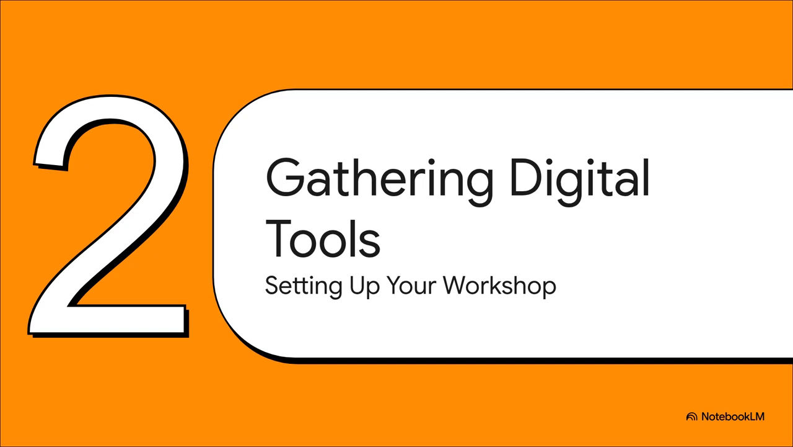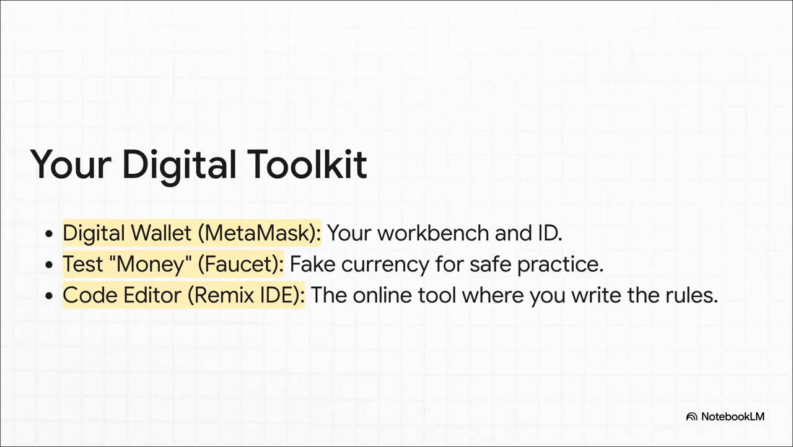All right, so we've got the blueprint. Now, just like any project, we need to set up our workshop and get our tools ready. And the great news is, all of these tools are digital, and they're mostly free. First up, you're going to need a digital wallet, something like MetaMask. This is going to act as your workbench, your ID, and your connection to the blockchain, all in one. Second, you'll need some test money. Now, this isn't real cash. It's practice money you get for free from something called a faucet, and it lets you experiment without any risk. And finally, you need a code editor like Remix. It's just a simple online tool where we'll actually write the rulebook for our token.